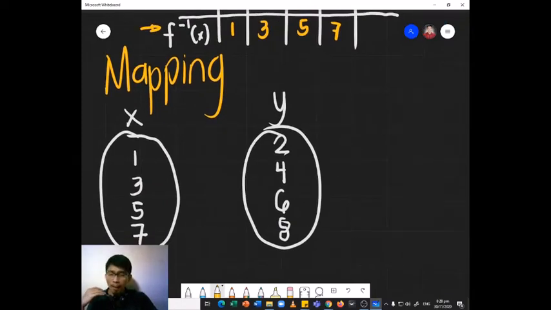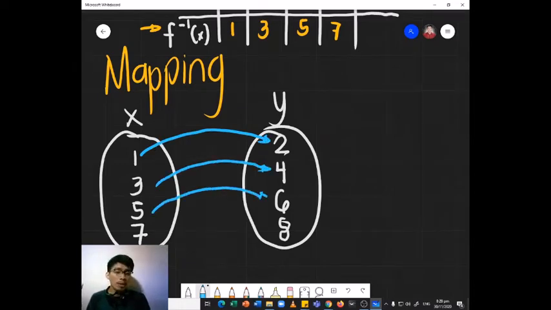But how about in mapping? Okay, so mapping is another way of representing a function, ladies and gentlemen. In mapping, same with the table of values, 1 here corresponds to 2, 3 corresponds to 4, 5 corresponds to 6, and 7 corresponds to 8. And in this mapping, we have here at the center what is considered to be our function that processes your x variable into the outcome, the y variable, ladies and gentlemen.